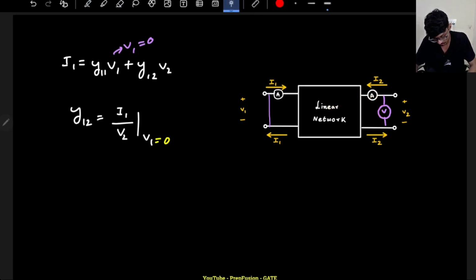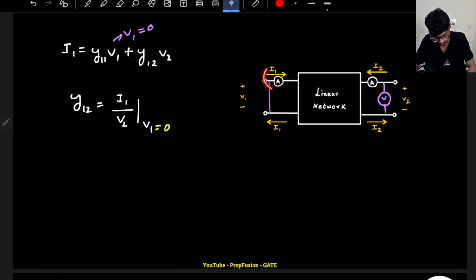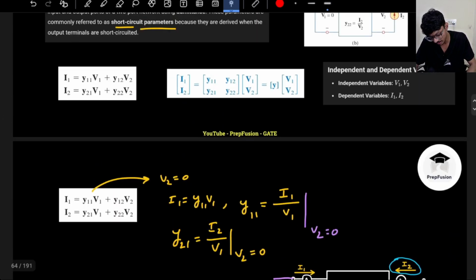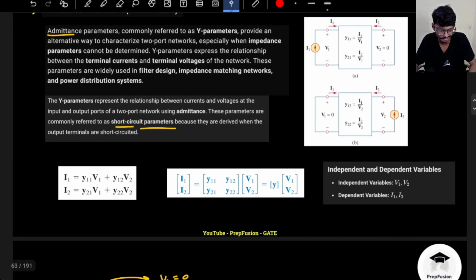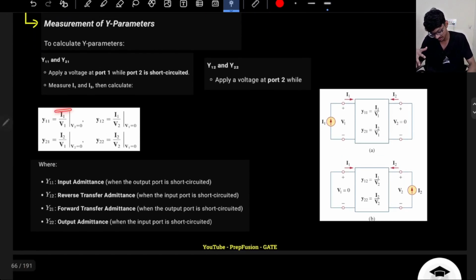From there you can measure the currents and directly see. Make sure the direction of the currents are according to the reference. Like this you can find out the Y parameters, and that's why it is also called a short circuit parameter, because we are short circuiting the output. Previously we were open circuiting the output, now we are short circuiting it. Same thing I have told is written over here. I will not explain. Basically this is known as the input admittance, because we are measuring the admittance of the input side, but there is a condition when the output port is short circuited.